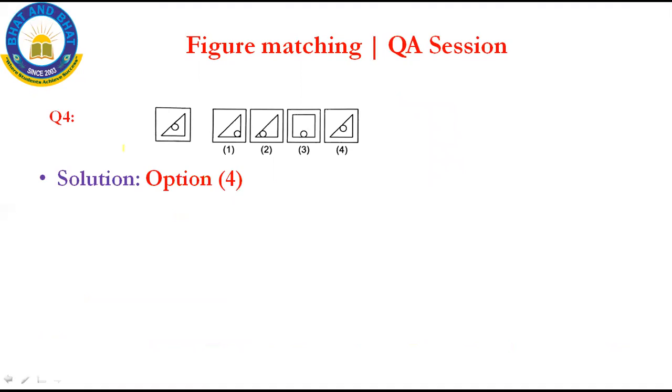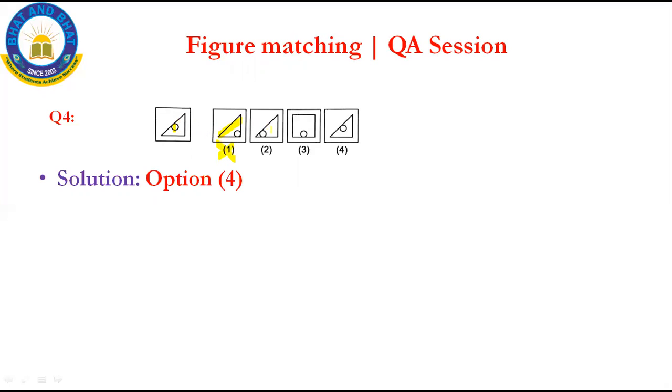Third question. Look at the question. A rectangle and then a right angle triangle and then a small circle. The small circle is in the middle. Can you observe this? A square and then a right angle triangle and then a small circle. We'll go with option 1 now. So yes, it is also a right angle triangle, and then look at the position of the circle in every figure. Okay, look at the position of the circle. It is in the middle. It is in the corner. So option 1 is the wrong answer.